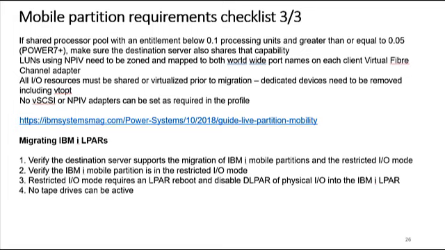With respect to migrating IBM i LPARs, I mentioned this earlier, but you need to make sure that the destination server actually supports IBM i, has to be enabled for it, and you need to make sure that it supports restricted I/O mode. We also have to put the IBM i mobile partition into restricted I/O mode. That's going to require an LPAR reboot, and it is going to disable the ability to use DLPAR of any physical I/O, which means if you use tape drives and you DLPAR them in and out, you will not be able to do that. You will have to use NPIV for them.